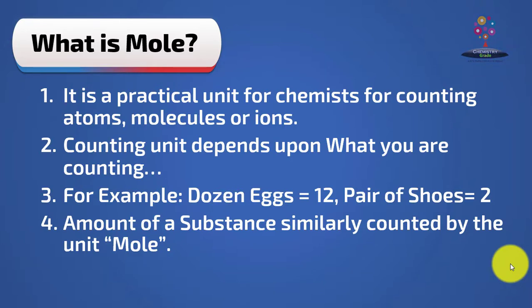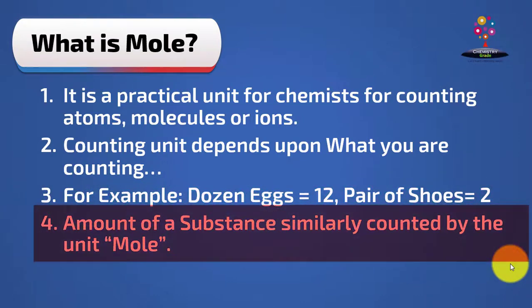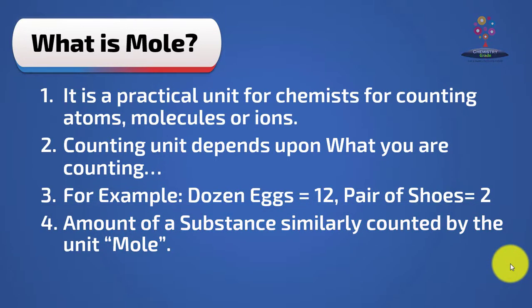Counting units depend upon what you are counting. For example, a dozen eggs means 12 eggs, and a pair of shoes means exactly 2. The amount of a substance is similarly counted by the unit mole. So in chemistry, we count substances in the form of moles.